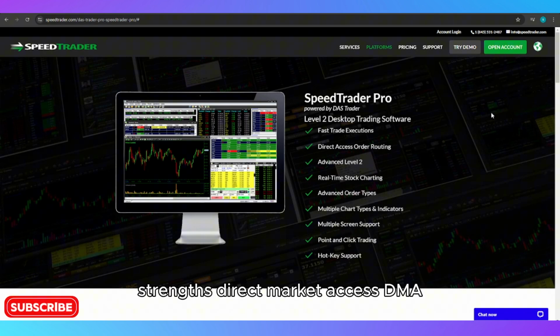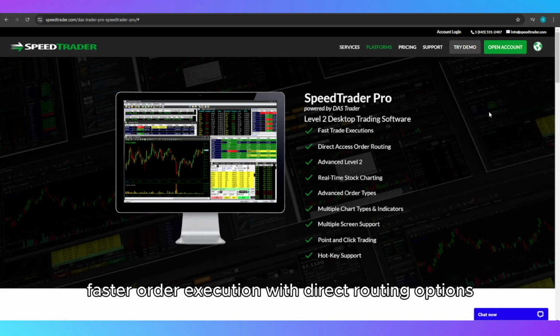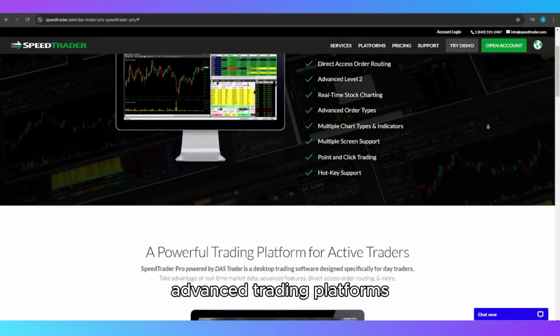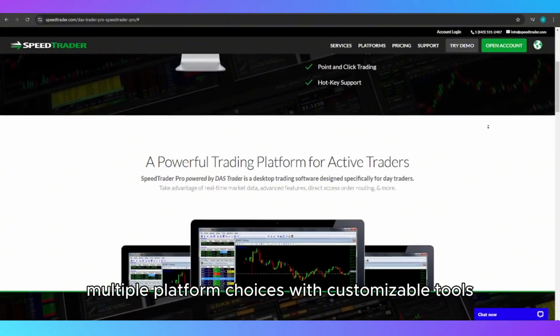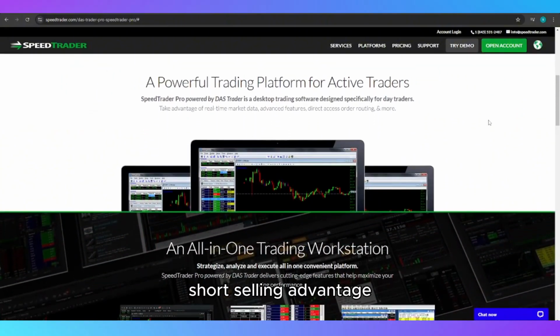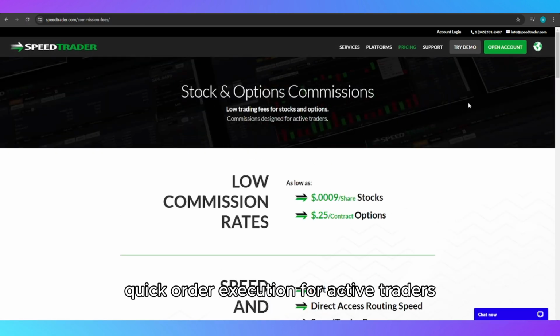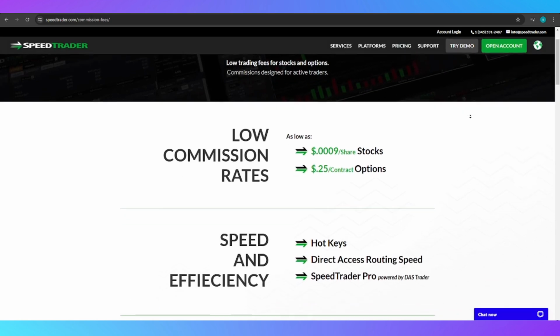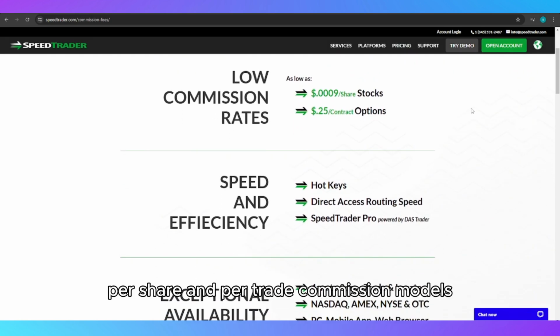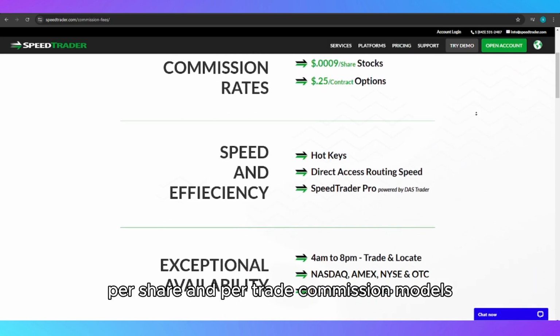Strengths: direct market access (DMA), faster order execution with direct routing options. Advanced trading platforms, multiple platform choices with customizable tools. Short selling advantage, large inventory of locatable stocks. Hotkey functionality, quick order execution for active traders. Flexible pricing, offers per-share and per-trade commission models.